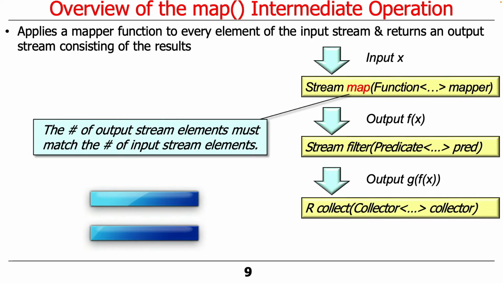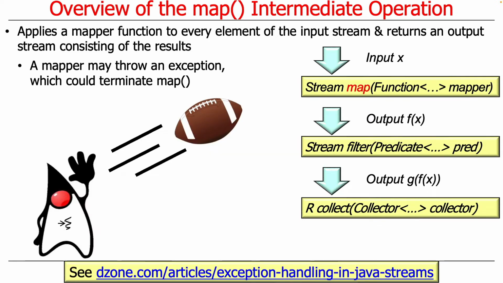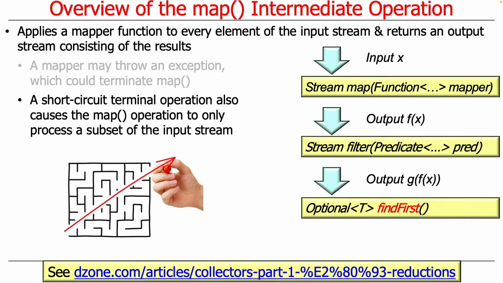And the thing to remember about map, very important to remember, is that the number of elements in the output stream should always match the number of elements in the input stream, unless, of course, an exception is thrown. But let's ignore that. So unless an exception is thrown, then it'll terminate. But if that doesn't happen, it'll map. And, of course, also if there's no short-circuit terminal operation. So those are the two things to keep in mind. But we're going to focus on the case where we have something that will process everything in the terminal operation and there's no exception.